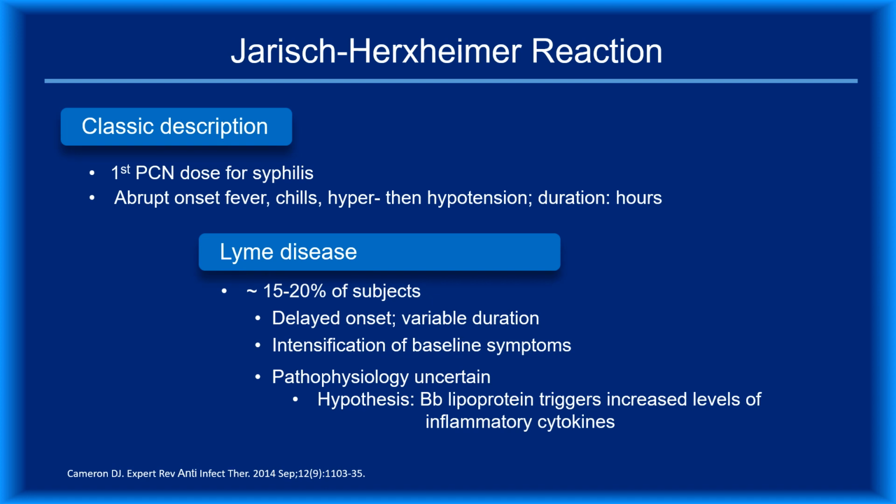Rather than a set list of symptoms, Lyme-related JH reactions involve an intensification of the patient's baseline symptoms. The duration is variable. The pathophysiology is unknown. Unlike Treponema pallidum, Borrelia burgdorferi lacks genetic coding for endotoxins. The current hypothesis is that Borrelia lipoproteins trigger an inflammatory response, and the increase in inflammatory cytokines produces the reaction. A review of the literature found that of the trials that mention this phenomenon, it occurred in approximately 15 to 20% of the subjects.